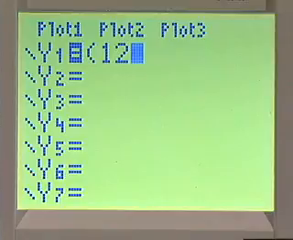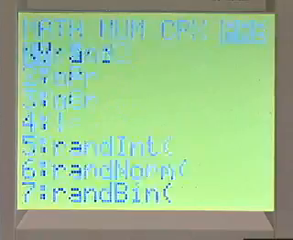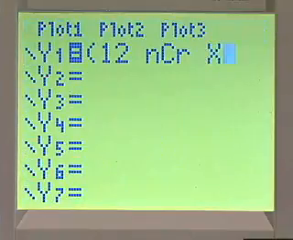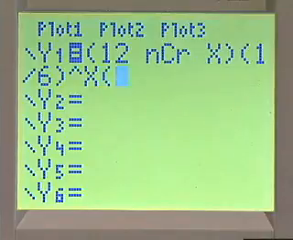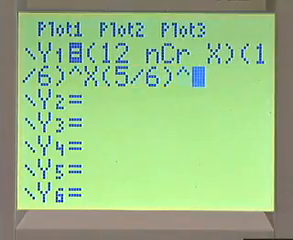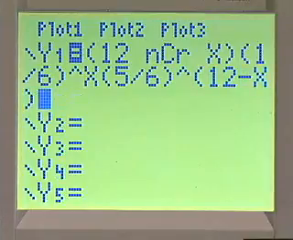Now n choose r is the same as combinations. So go to math, go to probability, option 3. Next to that, I'm going to put an x, which is sitting where my r in the binomial formula would be. I have that times 1 divided by 6 to the x power. And that is times 5 divided by 6 to the, in parentheses, 12 minus x power. So my formula's in, and I need to find the value of this for the x numbers 0, 1, 2, 3. I'm going to get them off my table.